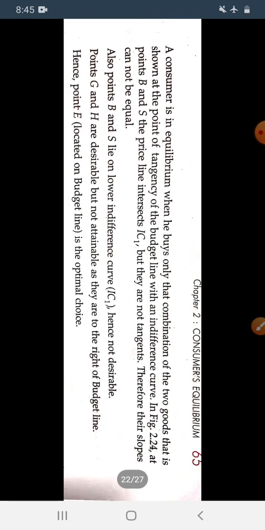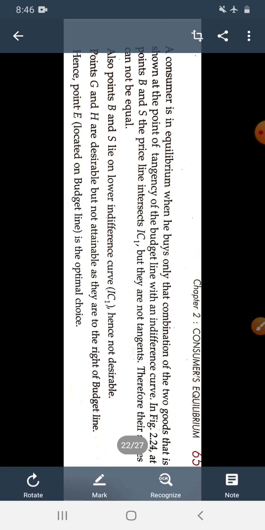A consumer is in equilibrium when he buys only that combination of two goods that is shown at the point of tangency of the budget line with an indifference curve. We have already talked about this: the consumer is in equilibrium when he purchases the combination of two goods shown at the point of tangency. The point of tangency is point E, where the budget line and the indifference curve are tangent.